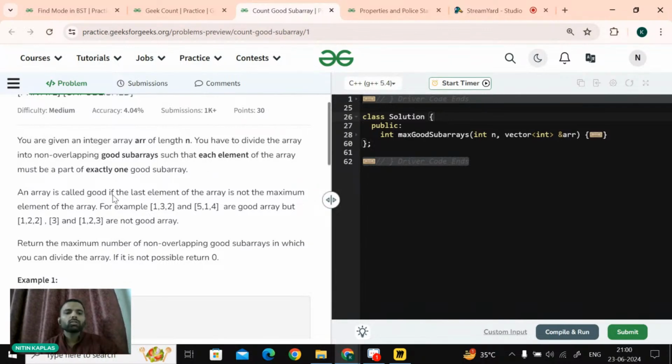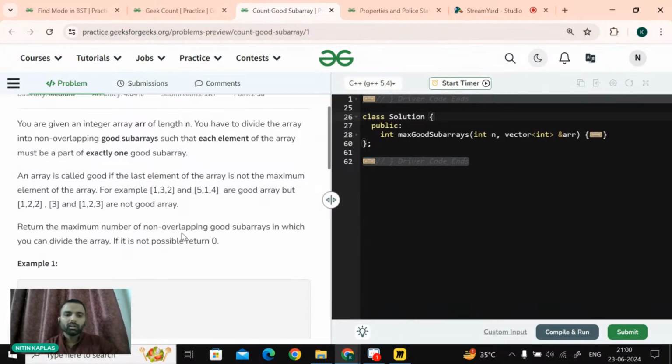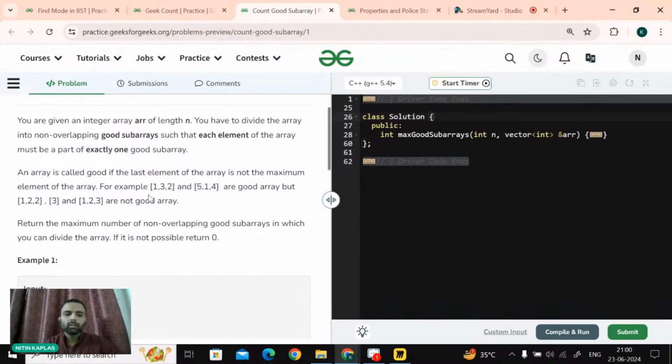An array is called good if the last element of the array is not the maximum element of the array, right? If you see here in the example, we have this subarray 1 3 2, and is this a good array? Yeah, it's good. Why? Because the last element of your array is not the maximum of all the elements of that particular subarray, right? 2 is smaller than 3, right?